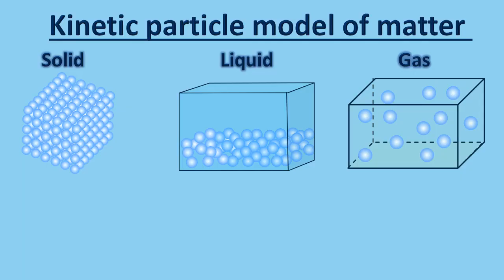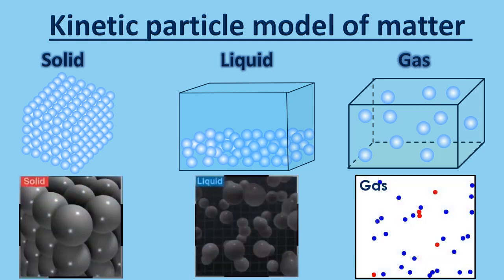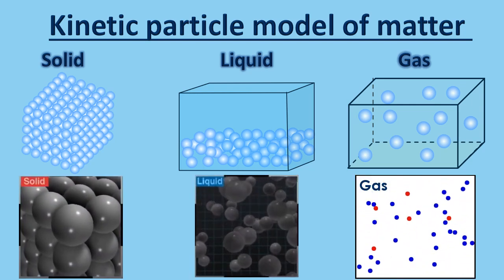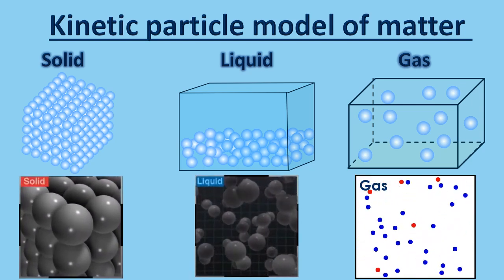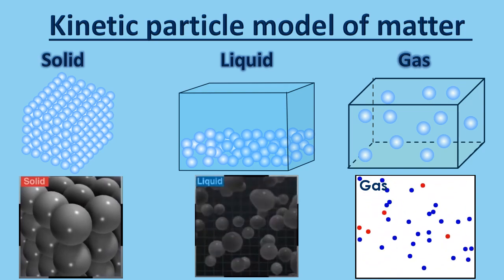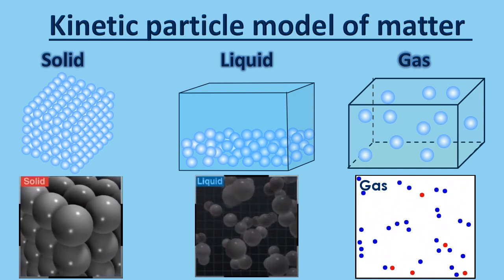As we mentioned in part 1 of this series, scientists have created a model known as the kinetic particle model of matter to describe how solids, liquids, and gases behave. The kinetic particle model of matter says that matter is made up of tiny particles that are always moving. The way the particles that make up a substance are arranged, how they move, and how they interact with each other, determine the properties of matter in each of its three states.